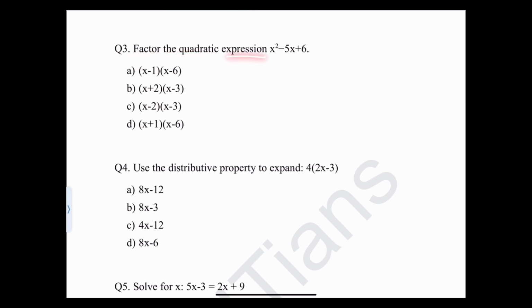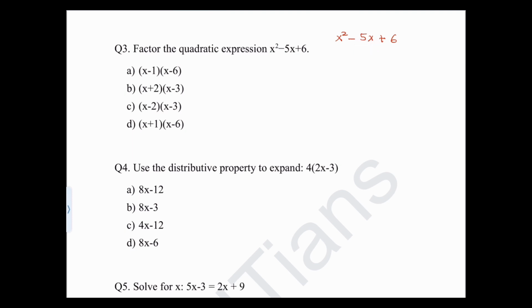Factor the quadratic expression x squared minus 5x plus 6. Let's write down the expression first: x squared minus 5x plus 6. When we go ahead to factorize a quadratic expression, what is our first task? Our first task is to split the middle term. We have to split the middle term in such a way that their multiplication is equal to the multiplication of the first and the last term. Our last term is 6 and our first term is x squared. The multiplication is 6x squared.